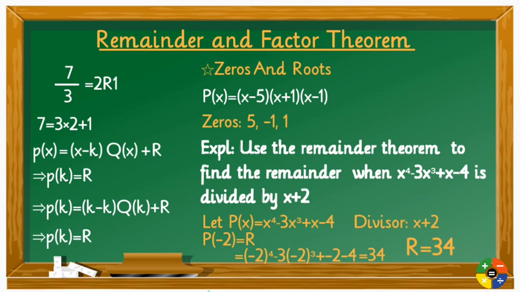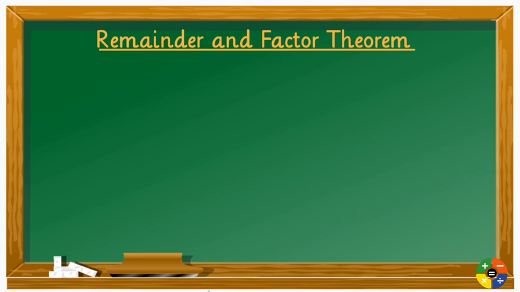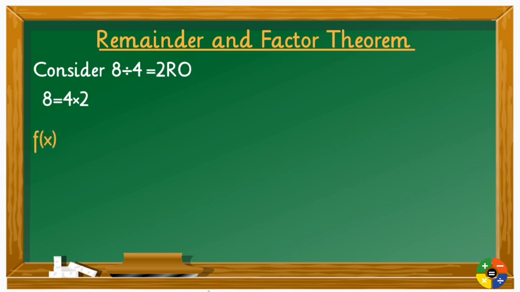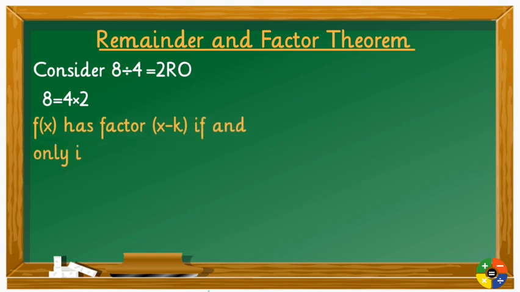Now moving on to the factor theorem. Consider the division of 8 divided by 4, which is 2 remainder 0. We say that 4 is a factor of 8 because it divides 8 exactly, written 4 times 2. The factor theorem can be stated thus: f of x has a factor x minus k if and only if f of k is equal to 0. To prove this theorem, we follow the same procedure as the case with the remainder theorem.